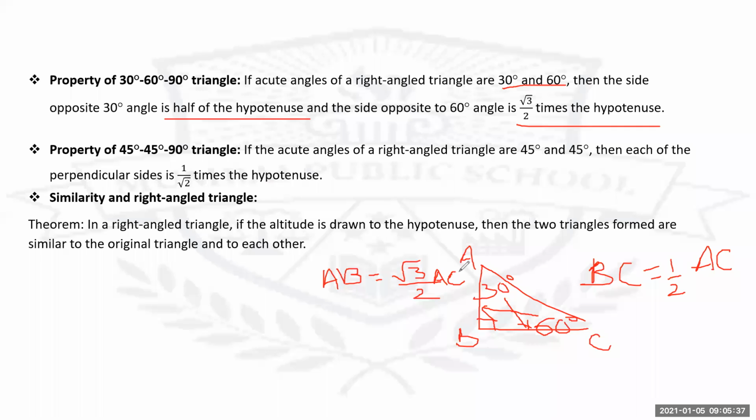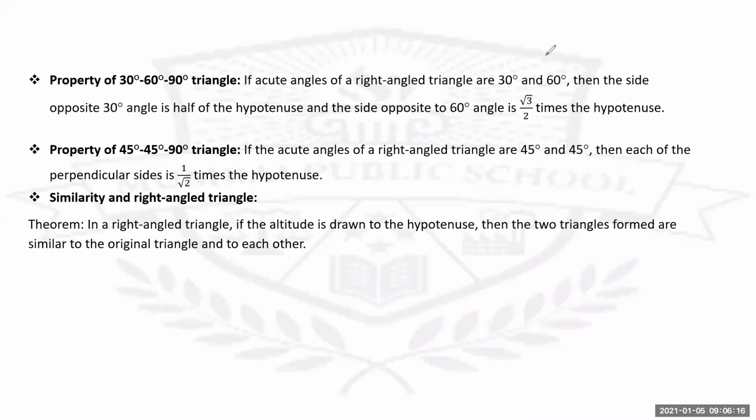You have to remember this property, and there is no need to mug up, you just understand. Side opposite to 30 degrees, half. Side opposite to 60 degrees, root 3 upon 2. Or simply, you go with the sine table. What is sine 30? It's half. And sine 60 is what? Root 3 upon 2. Just remember that. Sine 30 is half, no? So it would be half of the hypotenuse. Sine 60 is root 3 upon 2, so root 3 upon 2 times the hypotenuse. Understand? Like this, you can keep this in mind.